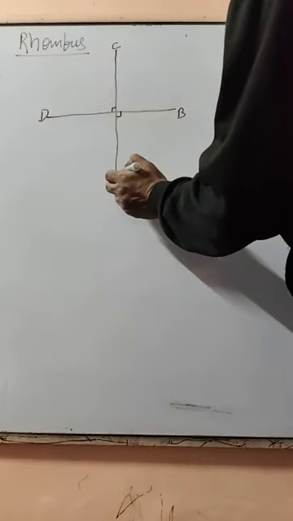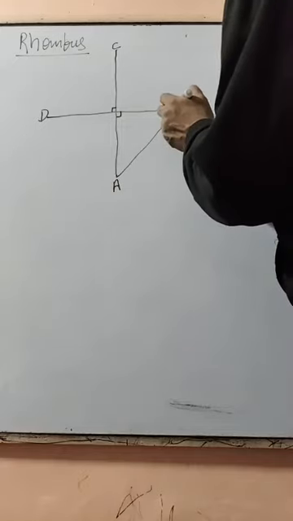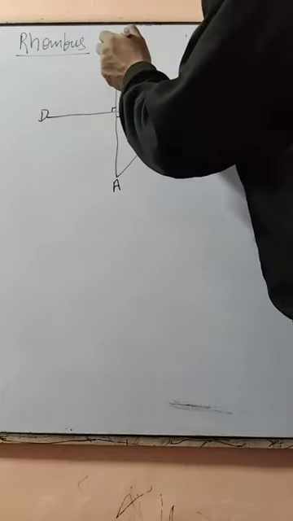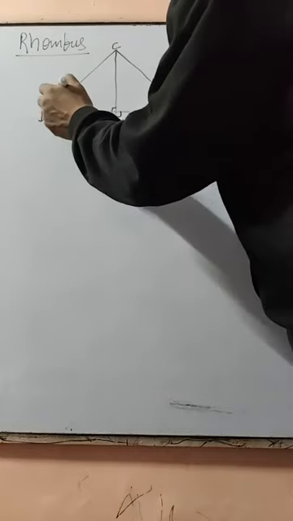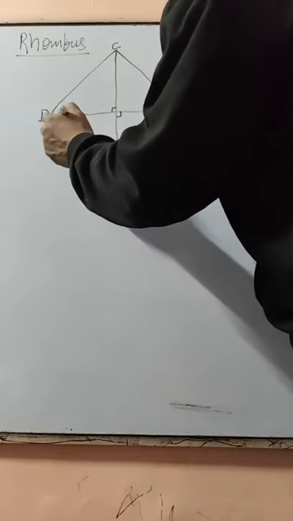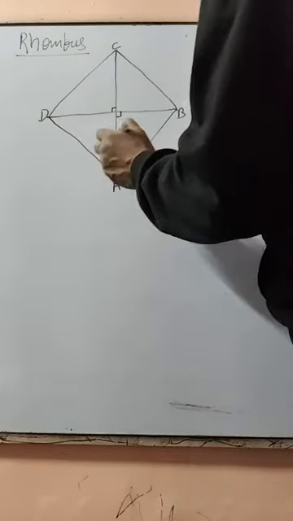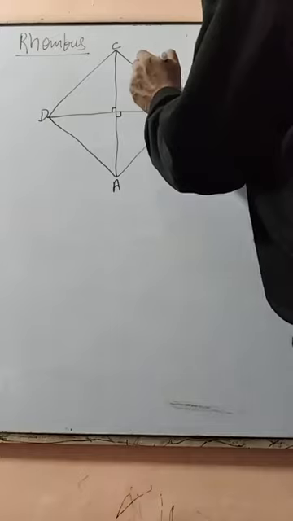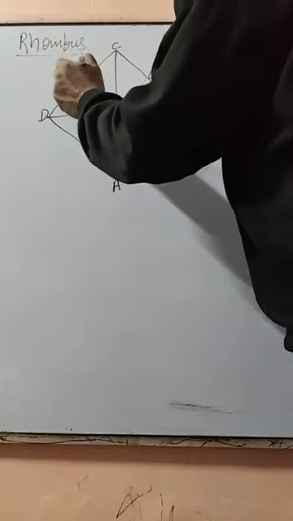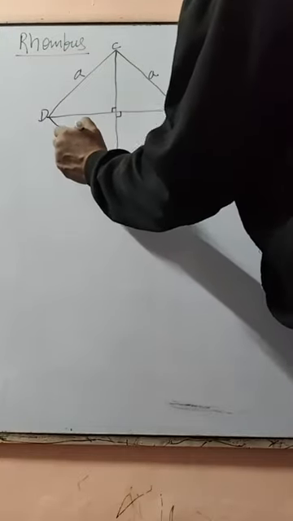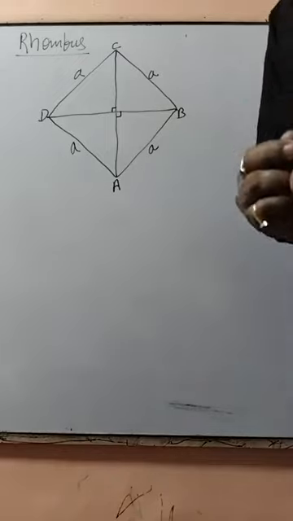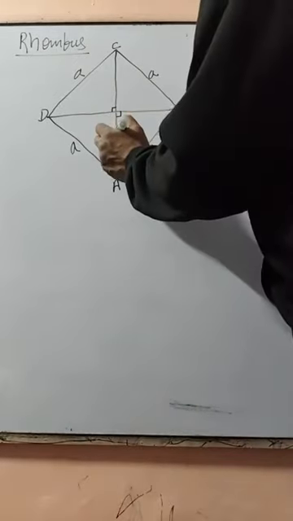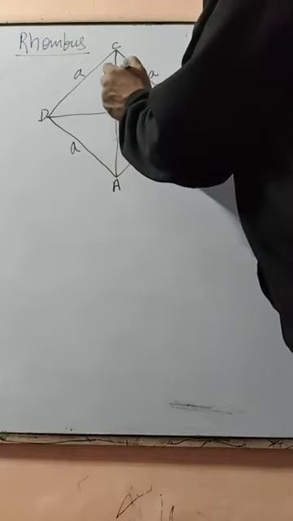Now you join the lines, you will get a rhombus, right? Yes, sir. You get the rhombus. So all sides are the same, A, A, A. Diagonals are perpendicular bisectors. Means this is equal to this, right?